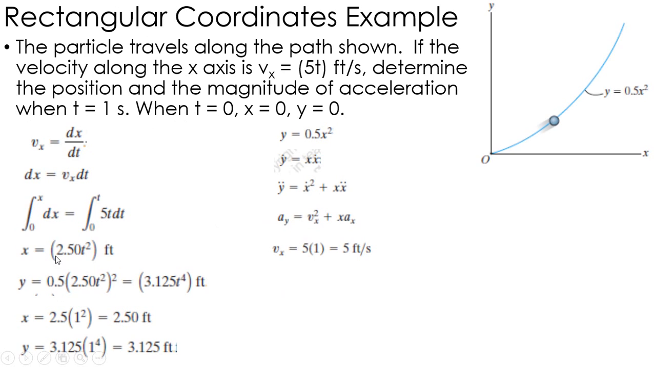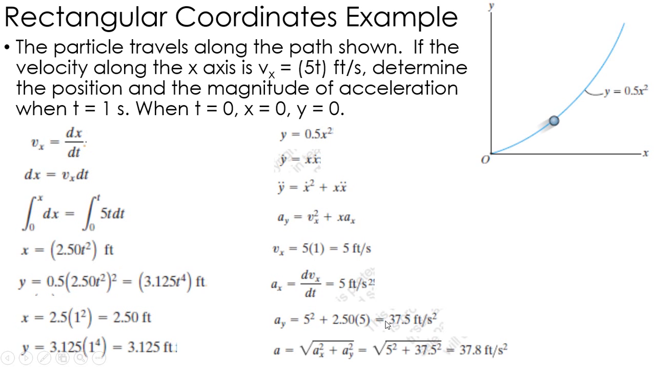So I know Vx here in this equation. Ax is the time derivative of Vx. That one's pretty simple: a equals dv/dt. The time derivative of 5t is simply 5. So I know the acceleration in the x direction. Therefore, I can solve this equation for ay by plugging in 5 for Vx, x, which is 2.5 calculated earlier, and ax, which is 5 feet per second squared. And I get 37.5. The magnitude of this is just the square root of the sum of the squares.